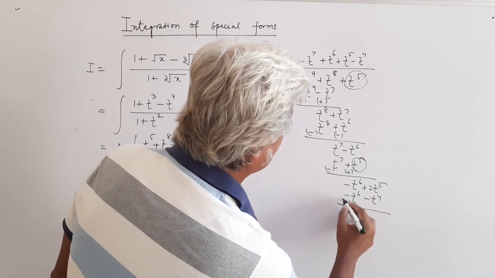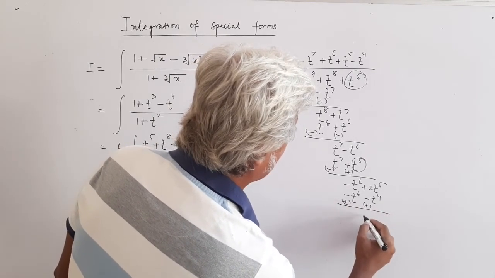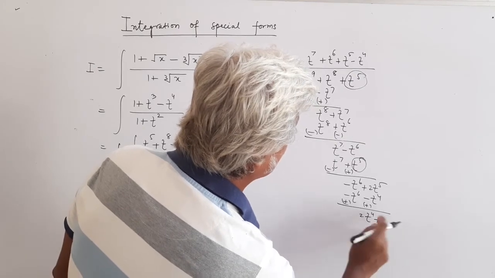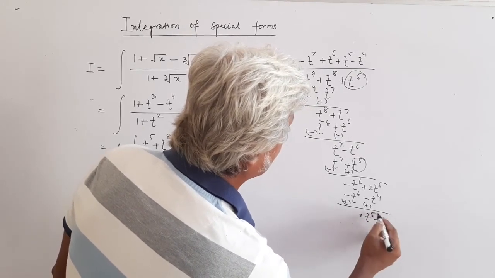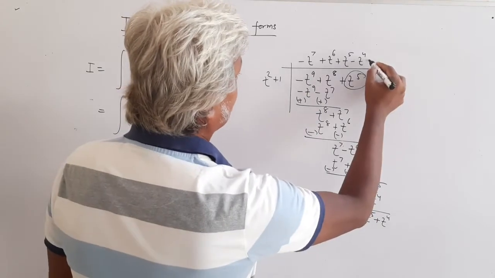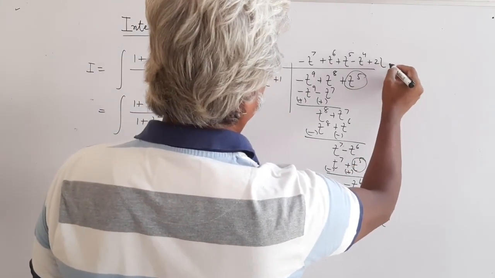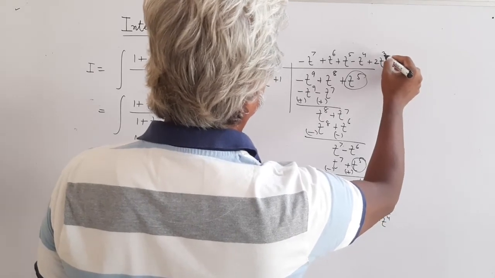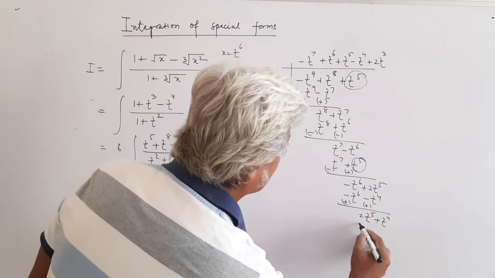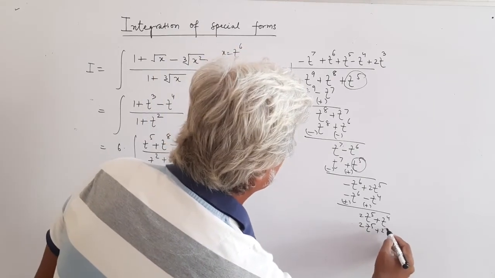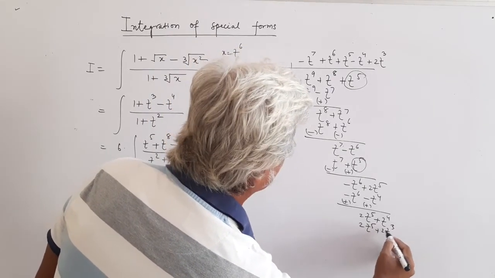Then change the sign, plus. I get 2t to the power 4 plus 2t to the power 5 plus t to the power 4. Then you write plus 2t to the power 3. Then this becomes 2t to the power 5 plus 2t to the power 3.